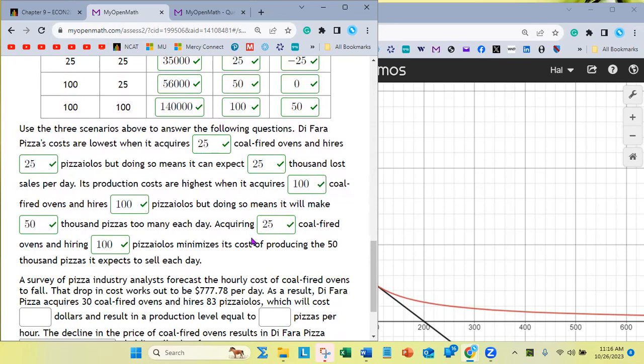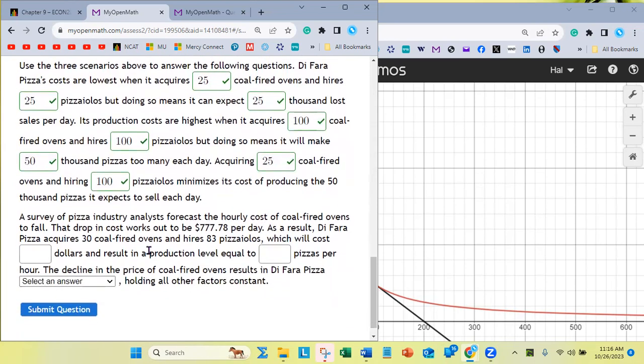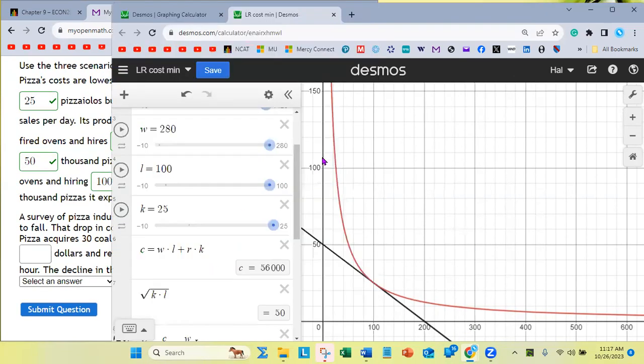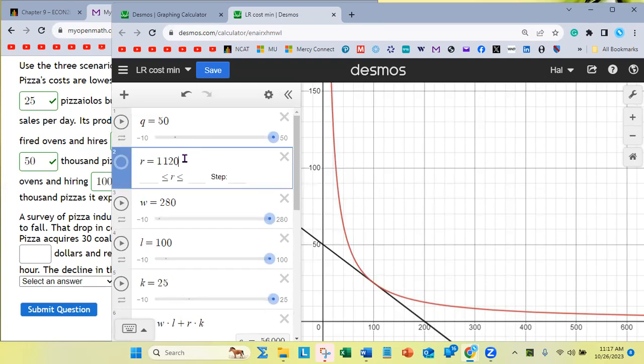Okay, now a survey of pizza industry analysts forecasts the hourly cost of coal-fired ovens to fall. That drop in cost works out to $777.78 per day. So I'm going to copy that, come over here, and change this value. Now I'm going to paste it by doing Control V. Now watch what happens to my iso-cost line when I lower the daily rent of our capital. Our line rotated, right?